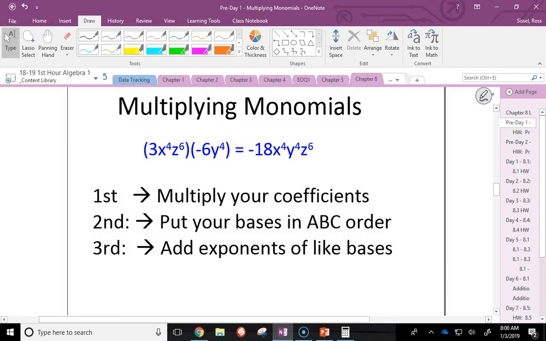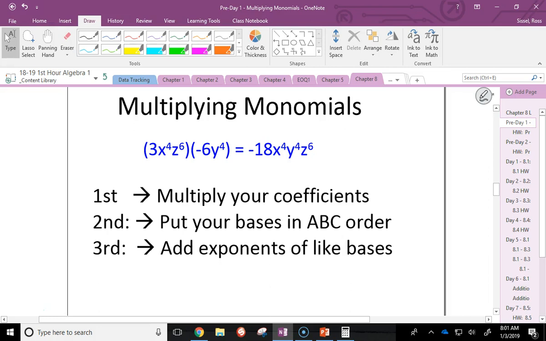So, now we're going to get to multiply monomials. Now, this looks kind of confusing, but really when we break it down, it's fairly simple. First thing is I have 3x to the 4th z to the 6th times negative 6y to the 4th. And they told me my answer is negative 18 x to the 4th, y to the 4th, z to the 6th. I always like seeing a problem and seeing the answer and then trying to figure out how did they get the answer. That's kind of how I teach it to myself a lot of times.